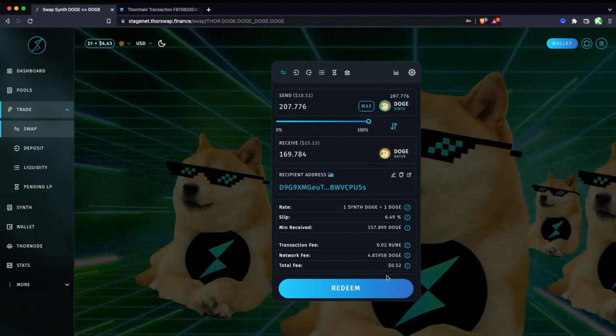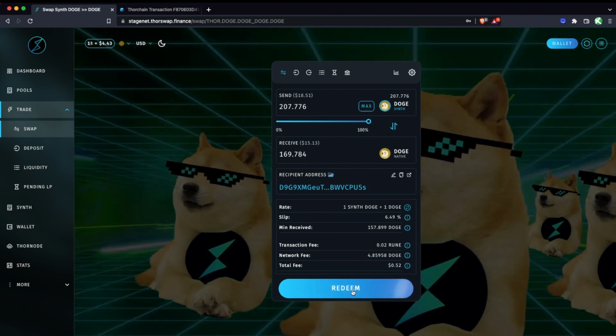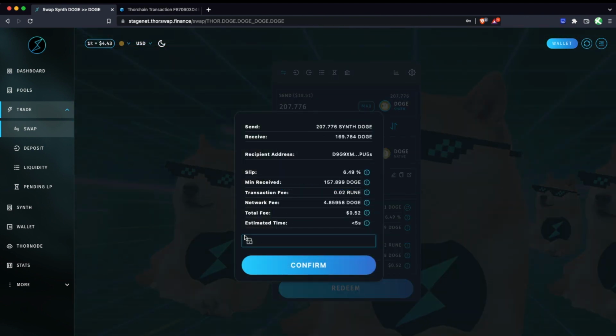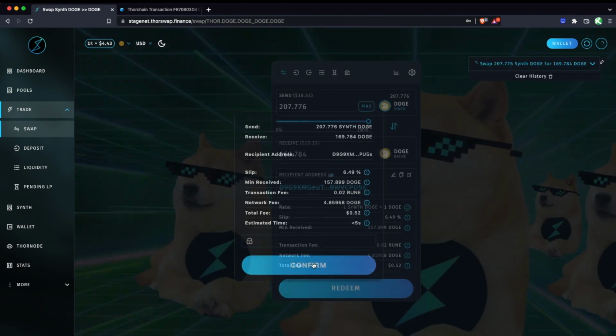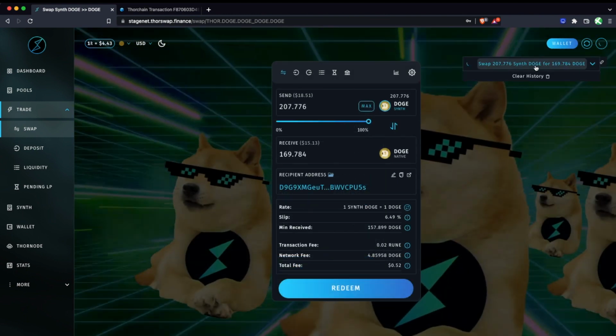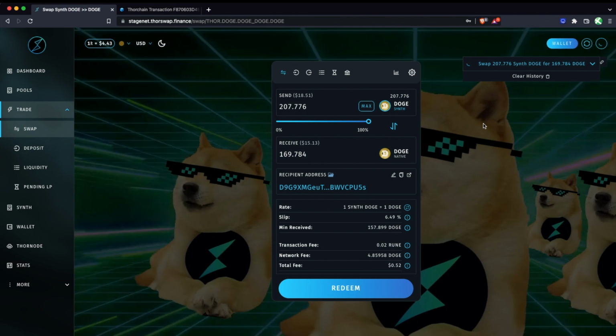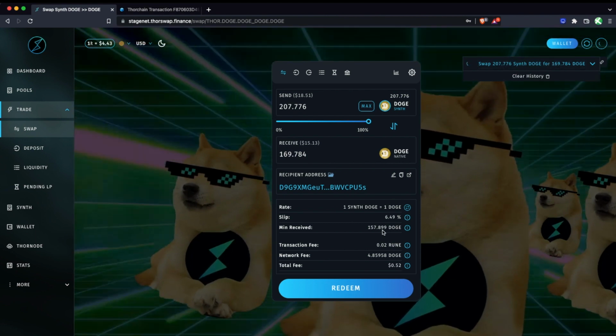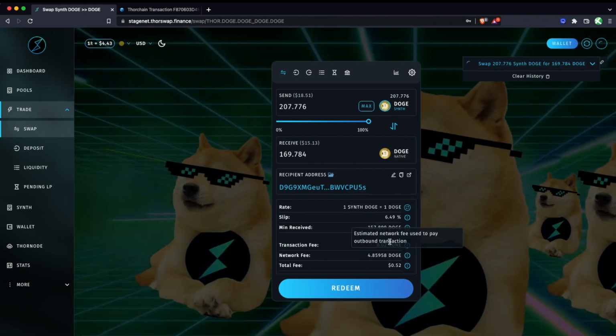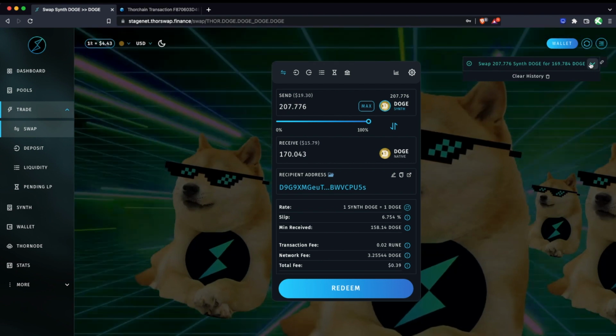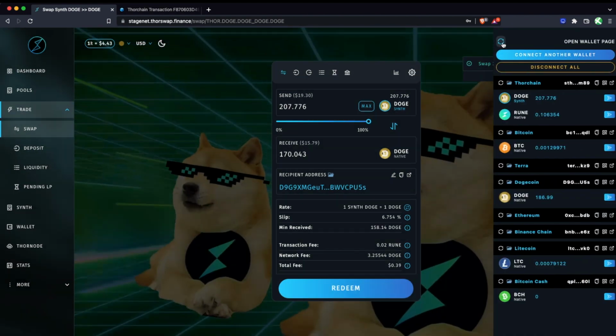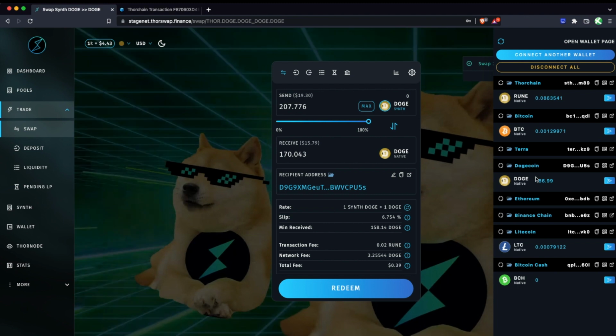And we'll see the fee breakdown. And now it just says redeem instead of swap. And confirm. We'll see it pending. Synth Doge for Doge. And again, don't worry about this slippage. That's just because I'm on StageNet and these pools have really low liquidity. So that's confirmed. The native Doge is now in our Doge wallet.